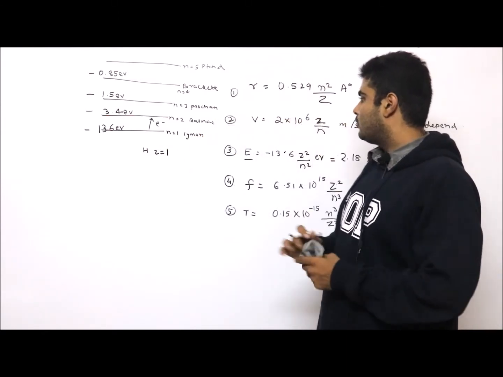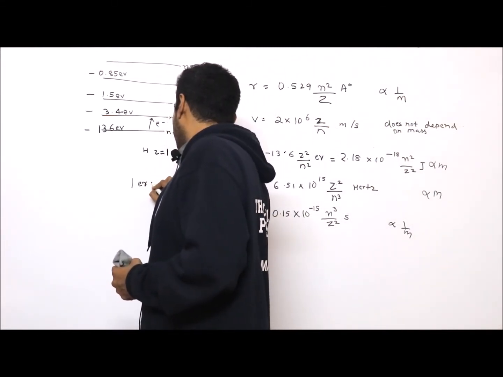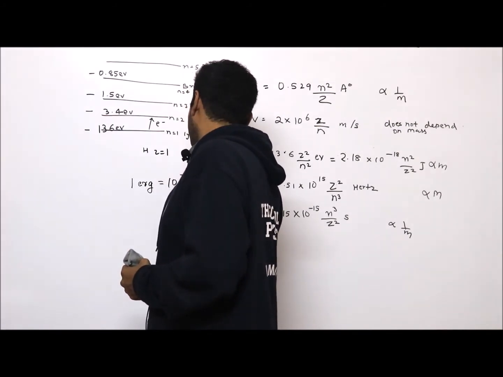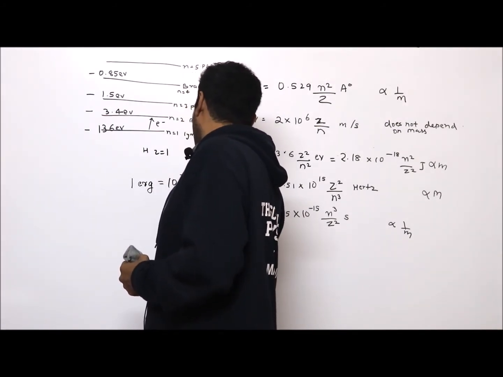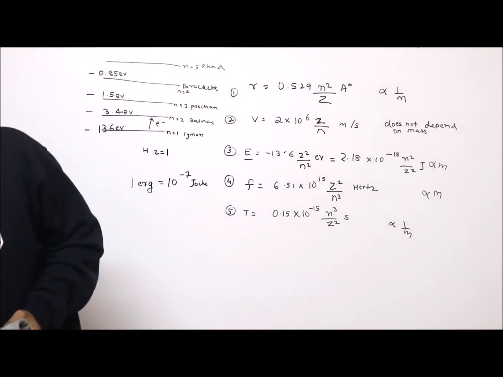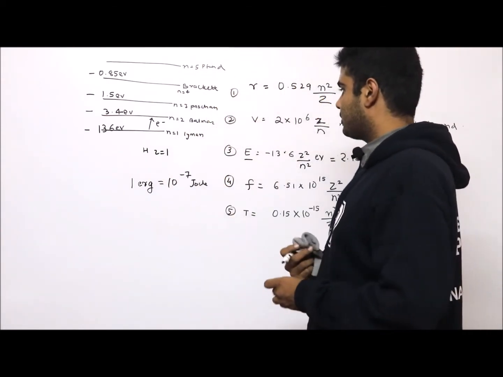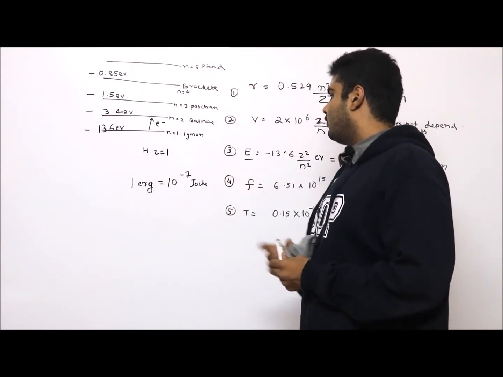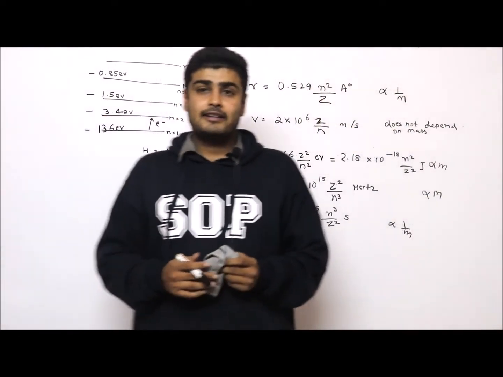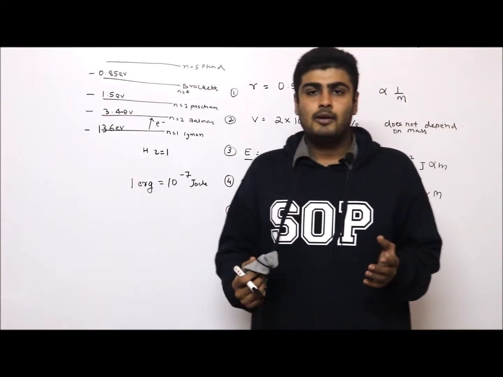Also there's one more unit of energy, the erg. 1 erg is equal to 10 to the power minus 7 joule, or 1 joule is equal to 10 to the power 7 erg. So I think that's all about the atom. And remember these formulas, very simple formulas.